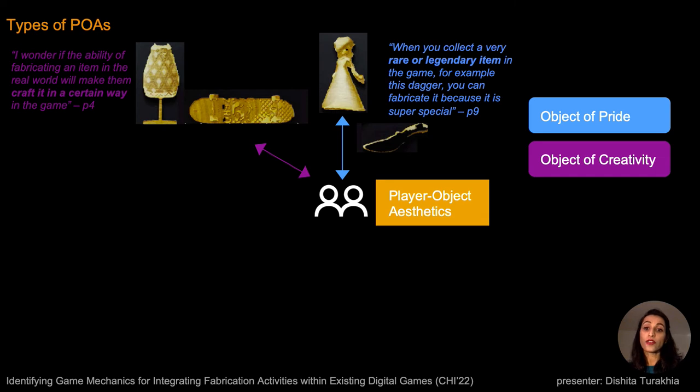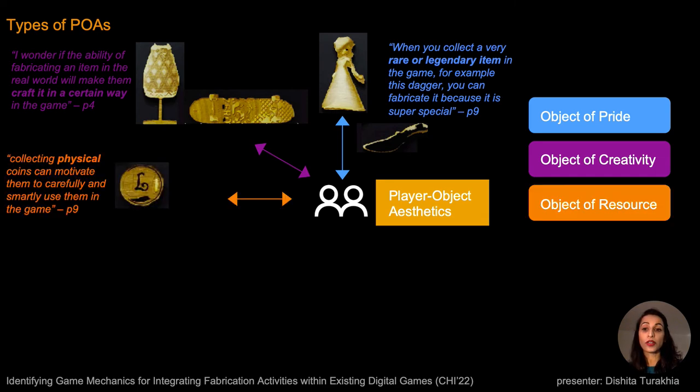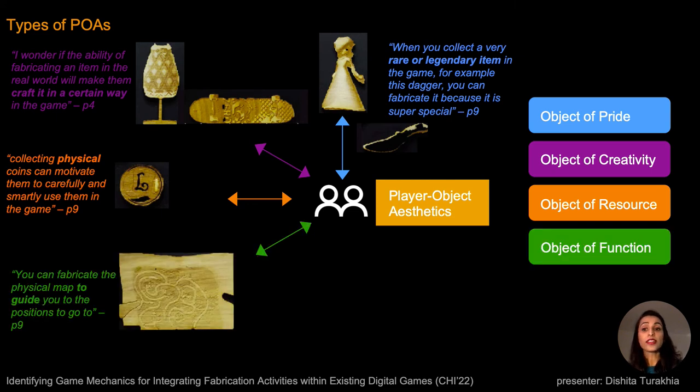The other categories are fabricating objects of creativity, like this unique dress from Animal Crossing, and using objects as resource, where these objects can help players to strategically optimize their resources, for example, as currency or construction material in games. The next category is objects of function, where physical objects support the player's progress, such as this map of the village to help solve the puzzle.